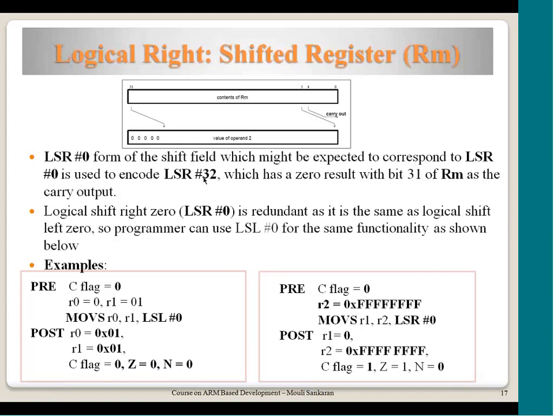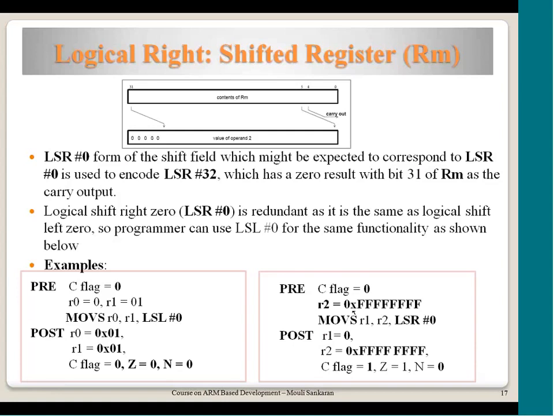You may wonder, why can't I write LSR 32? Because you cannot write 32, as 32 cannot fit into the 5-bit value allocated for this constant. So the assembler will complain, it will give a warning or error, supposedly an error. So if you write LSR 0, the processor will internally interpret that you are interested in performing this 32-bit right shift, and it will do this.